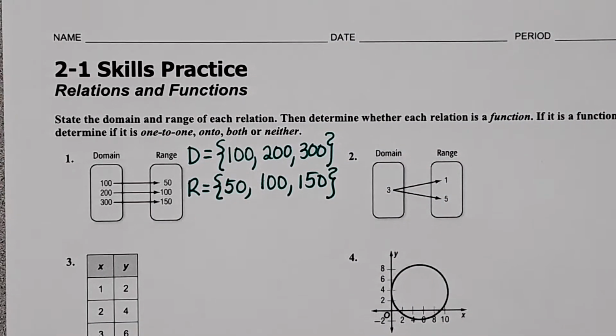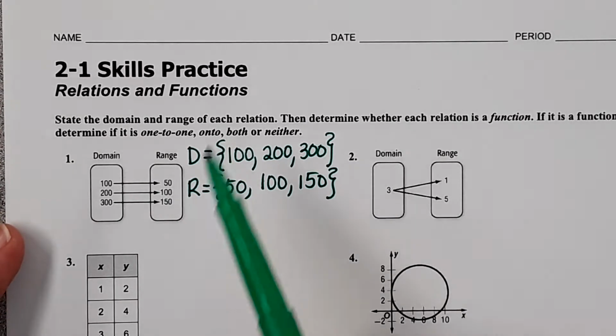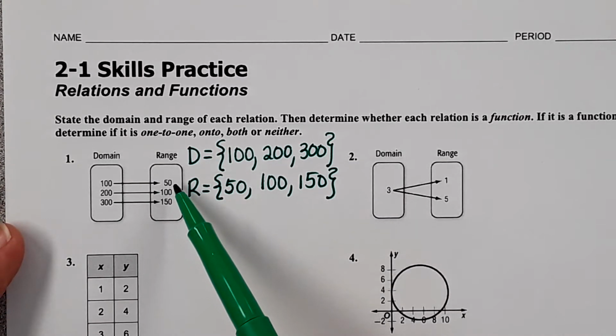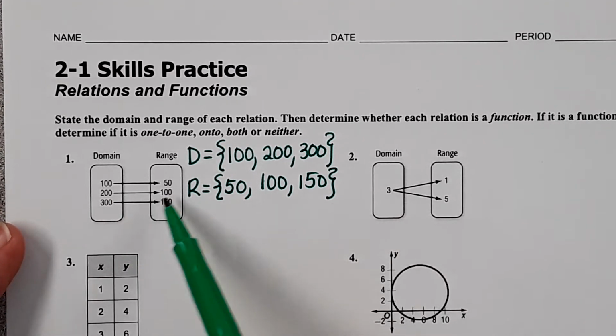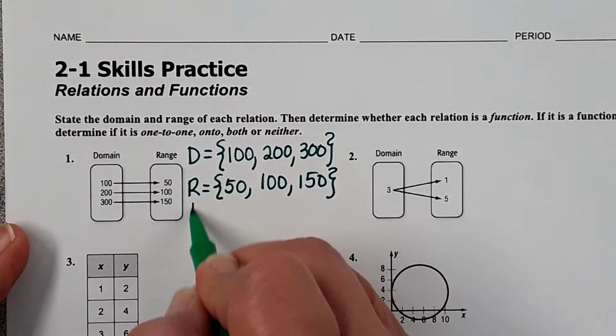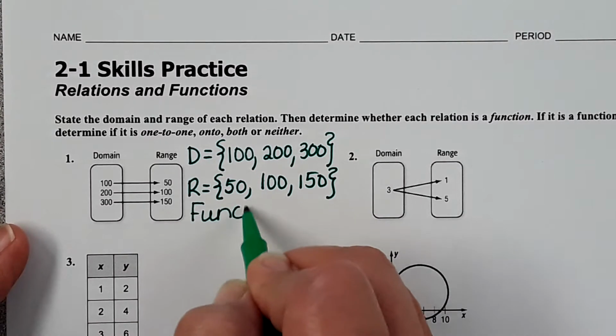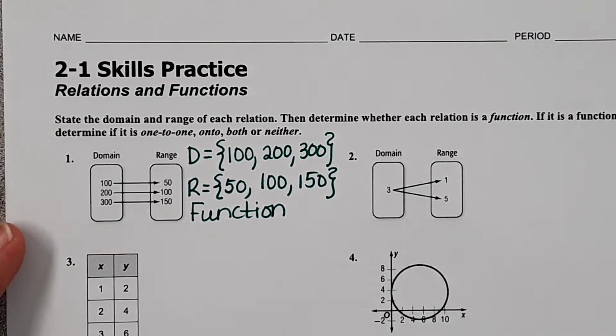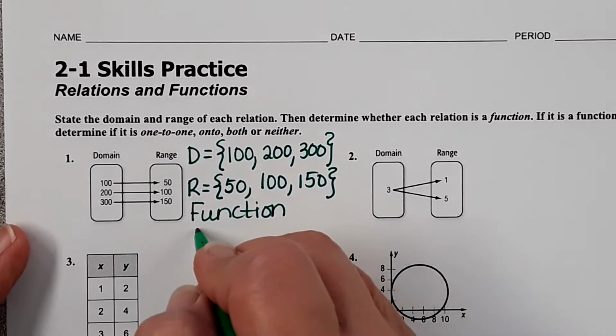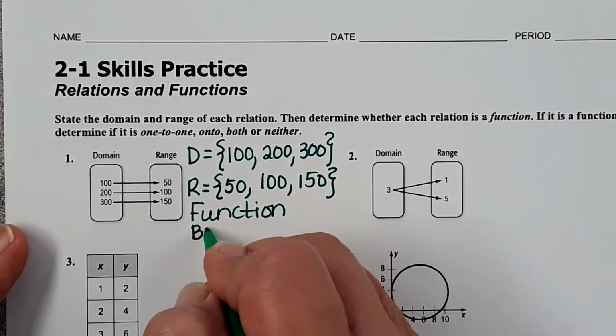Now, the definition of function. When we defined function, we said it is a relation in which each element of the domain is paired with exactly one element in the range. So the domain is paired with exactly one element of the range. Is that true? 100 goes to 50, 200 goes to 100, 300 goes to 150. So this is what we call a function. And because each element of the domain has exactly one element in the range, this is both one-to-one and onto.